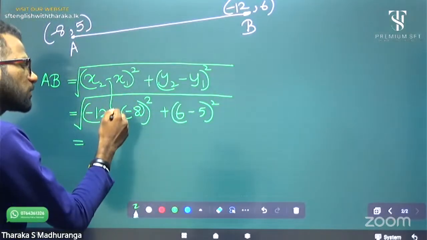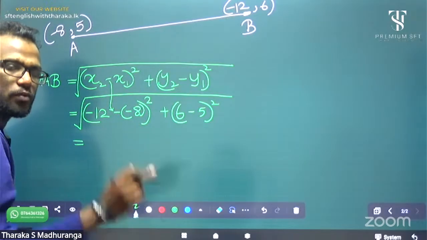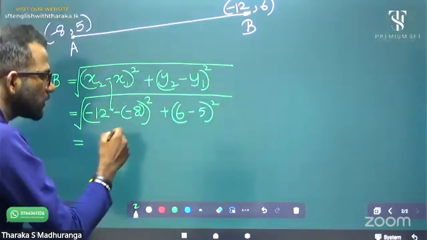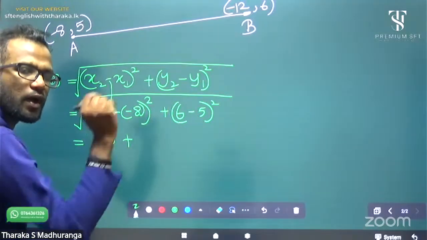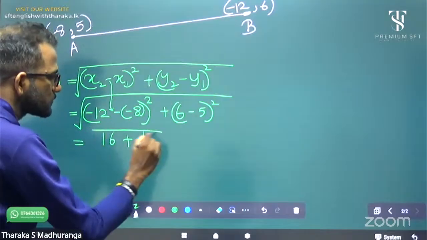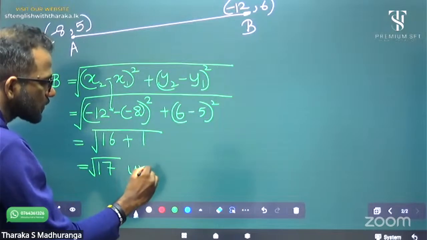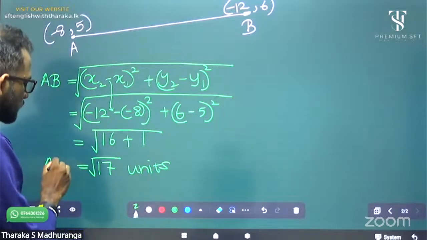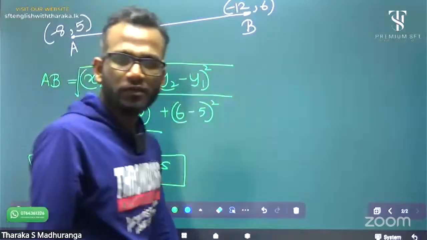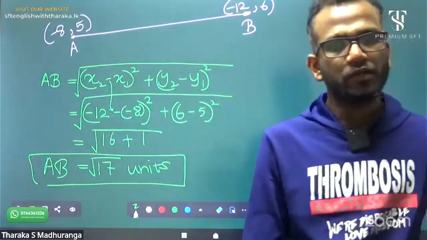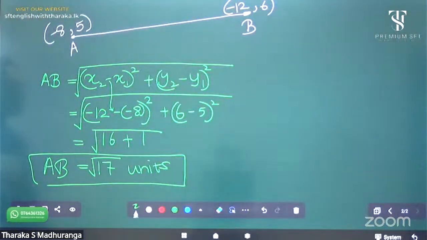Minus 12 plus 8, because minus minus becomes plus. Minus 12 plus 8 is minus 4. Minus 4 squared, minus 4 into minus 4, is 16. Plus 6 minus 5 is 1. 1 squared is only 1. Now you get the square root of 17 units. That's the length of AB. The square root of 17, you can get the decimal value 4.12. So 4.12 units. Okay, very good. You are correct.